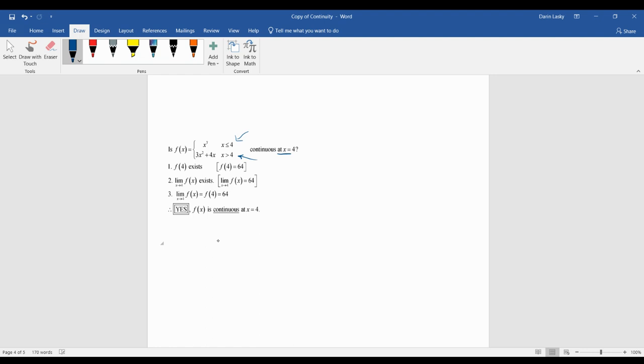So it's got to be equal to 4, so we got to use this one for the plug-in. Then we're going to see it exists as it approaches 4. So as it approaches 4, we could probably either graph it or we can look at it. And then this one, as it approaches 4, it's going to be 64. It probably comes from a graph. And since both of them equal each other, yes, it is continuous. So that's how we're tackling it.